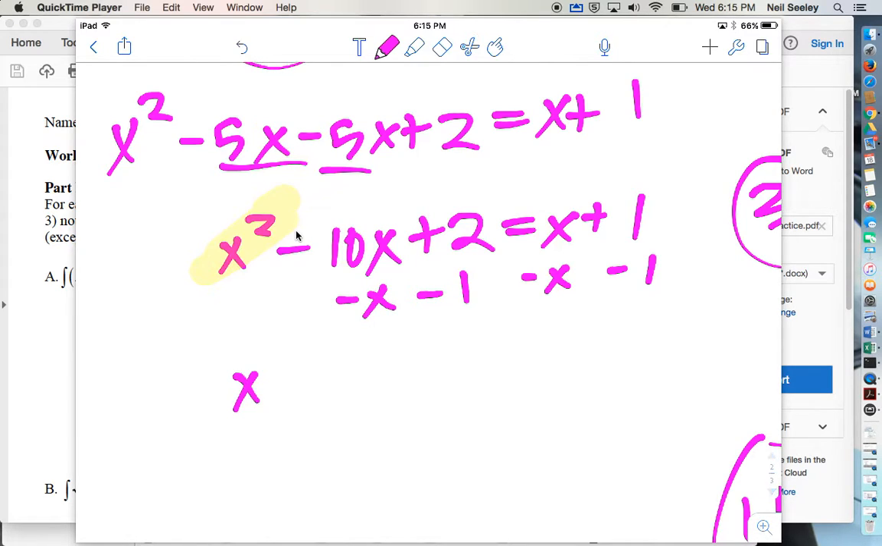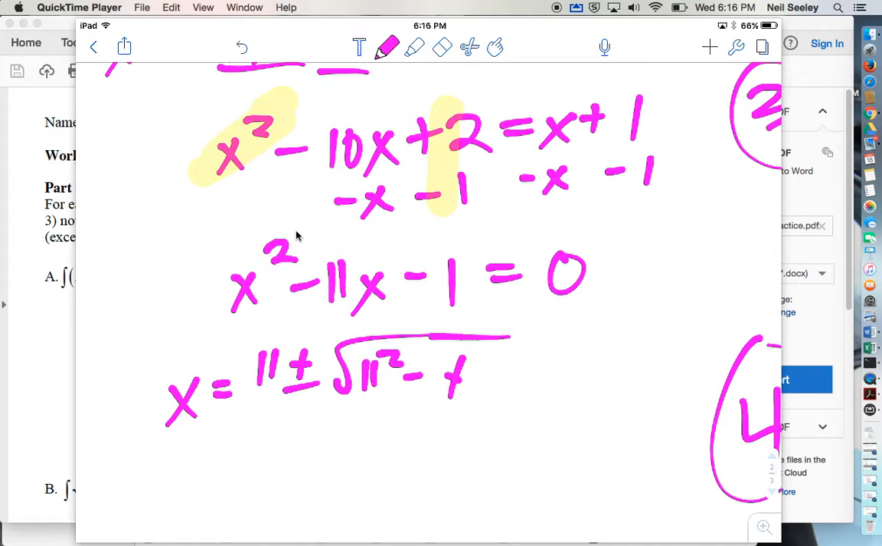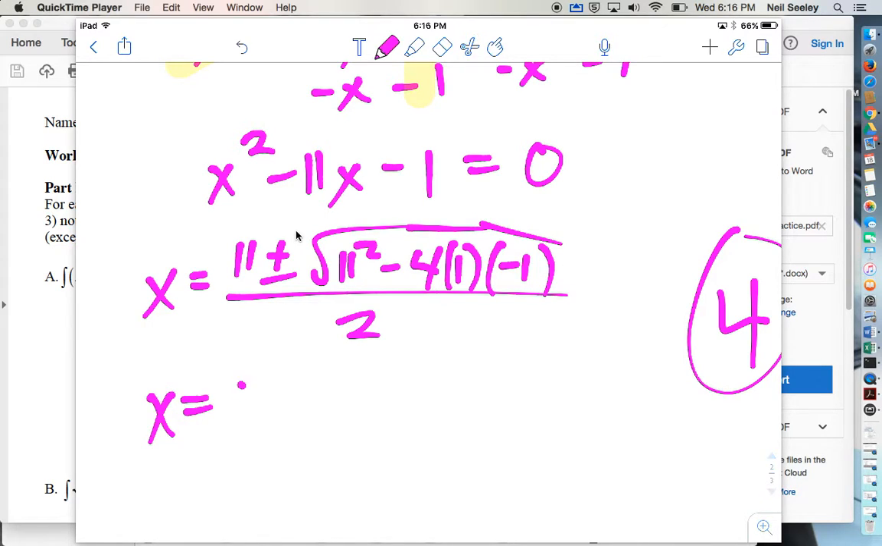And looking at what we get: x squared minus 11x, and this 2 minus 1 that you see right here makes negative 1, and we're equal to 0 now. If you want to factor this, if you think you can find two factors of negative 1 that add to negative 11, good luck. They don't. So we have to use the quadratic formula. We get x is the opposite of 11, negative 11, sorry, plus or minus the square root of 11 squared minus 4 times 1 times negative 1, all over 2 times 1. That's me working quickly through the quadratic formula now.